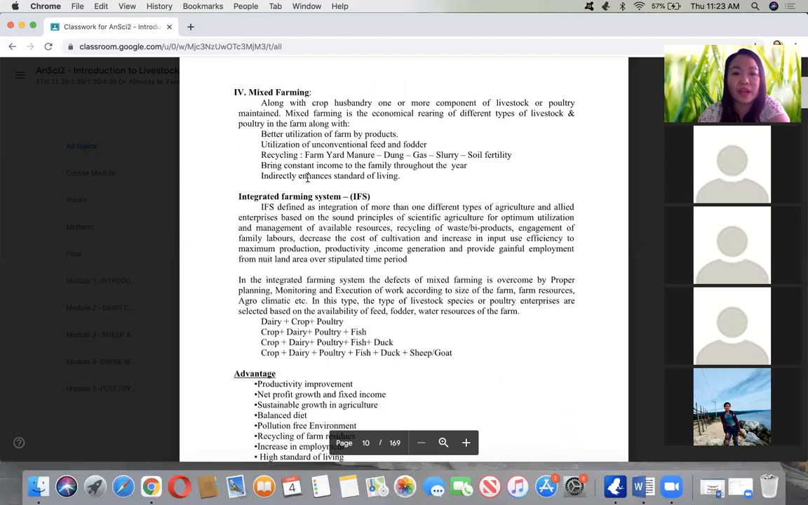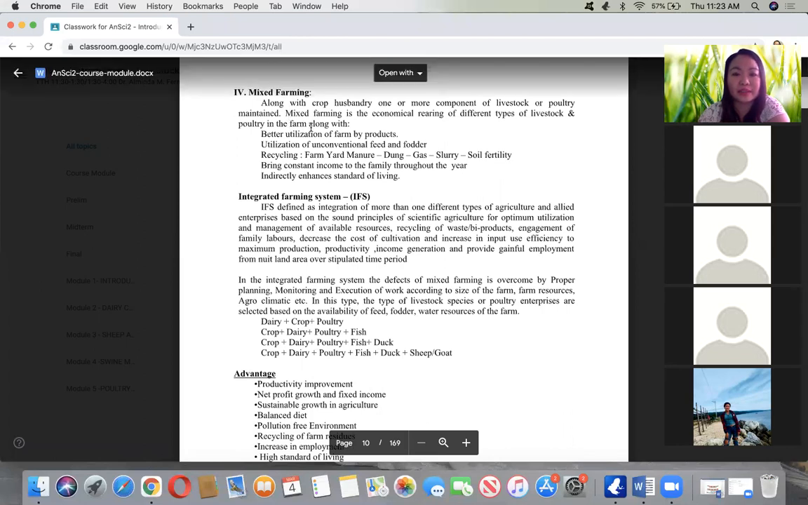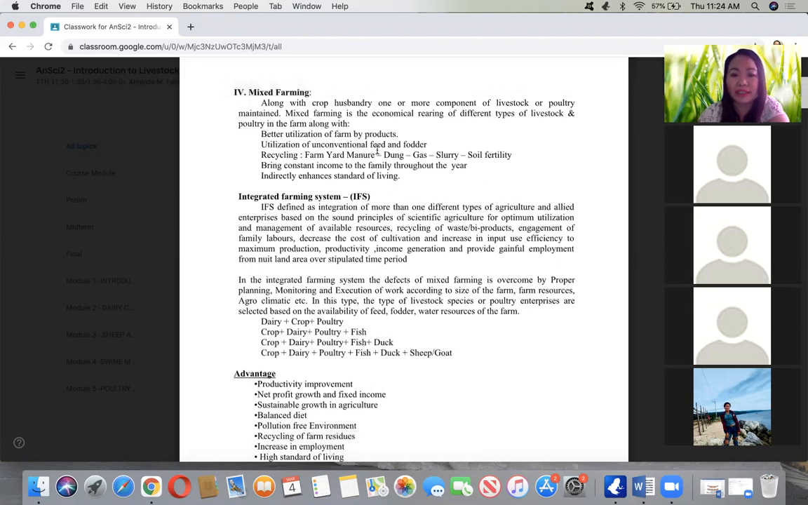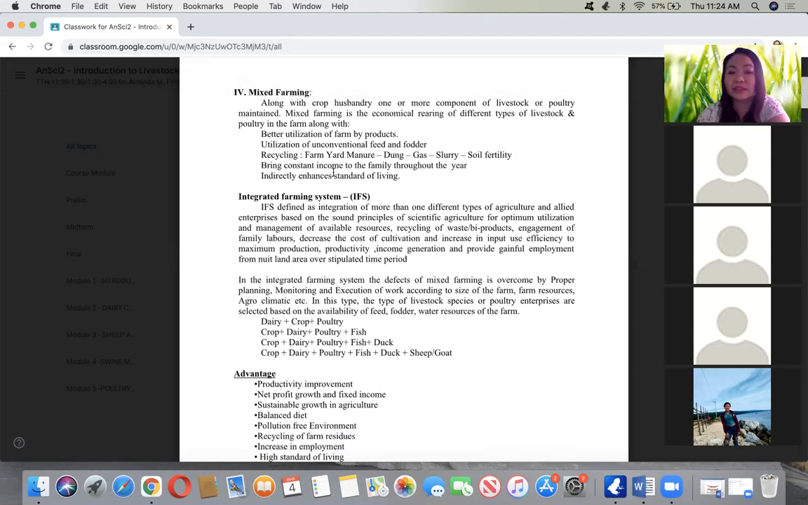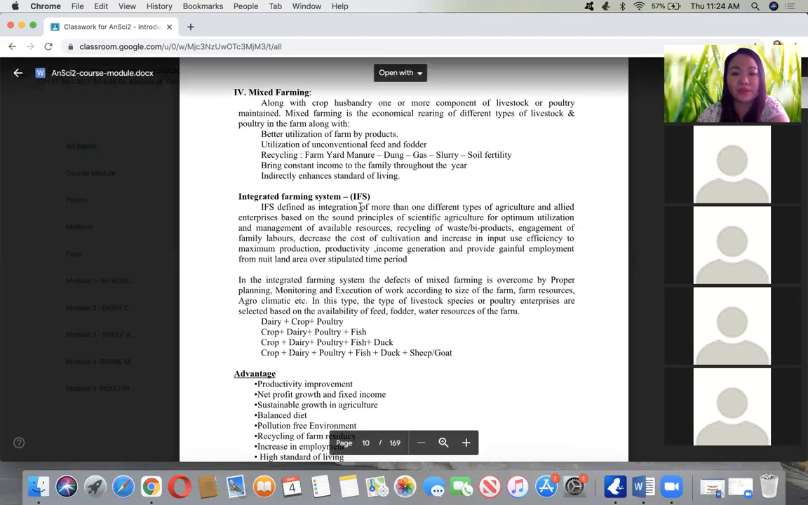So in the mixed farming, the fourth type is combination ng livestock and poultry. And this is very economical with better utilization ng farm byproducts because you can utilize feed and fodder and recycle the farmyard manure such as dung into gas, slurry, and also as soil fertilizer. And it has constant income to family throughout the year while indirectly enhancing standard of living also.